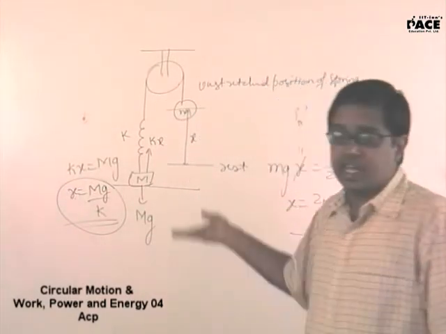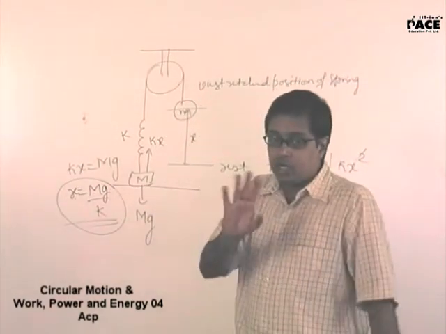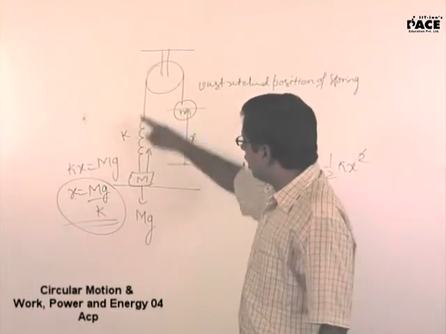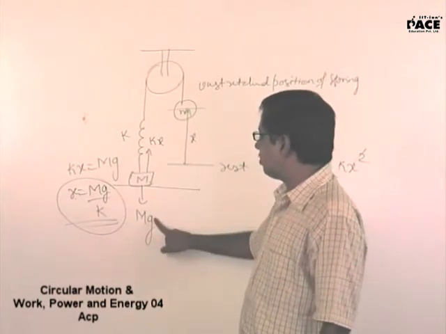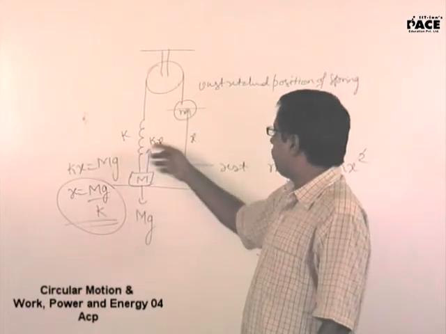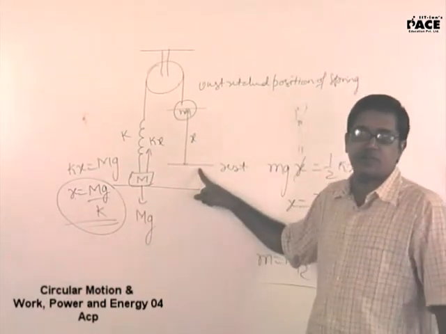Capital M is just taking off. Capital M did not travel any distance. The elongation in the spring is x, such that kx is equal to capital Mg. It will just take off from the ground when this has traveled a distance of x.